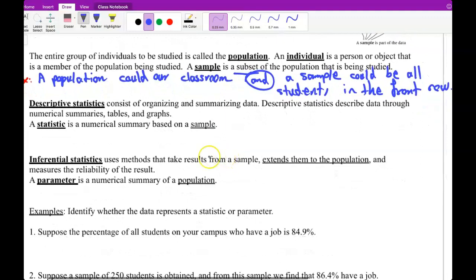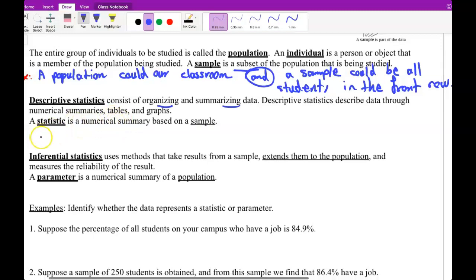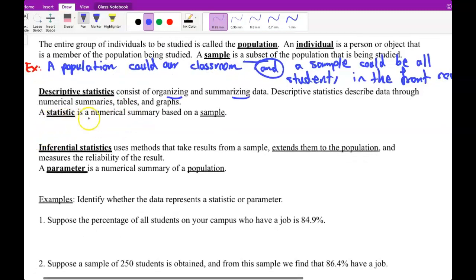Okay, the next part is descriptive statistics. This consists of organizing and summarizing data. So here again, we're going to organize and summarize our data or information, and that describes data through numerical summaries. Next part, a statistic is a numerical summary based on a sample. So this part's important.